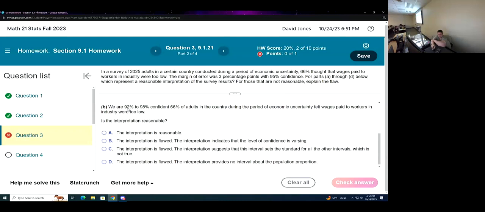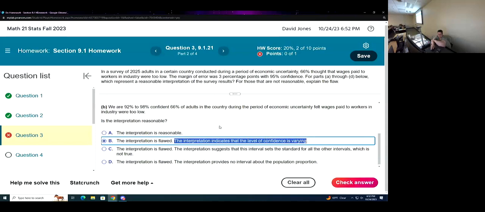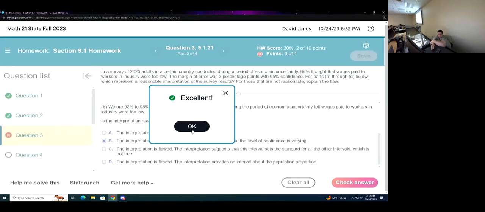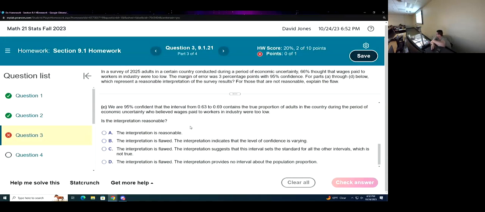The next one says 92% to 98% confident. It looks like they took the 3 percentage points and applied it to the confidence level. That's not how that works. The confidence level is locked. What the margin of error goes with is the P. So they're saying that the interpretation indicates that the level of confidence is varying. It's somewhere in 92% to 98%. That's the wrong interpretation. That doesn't make sense. Oddly enough, it was B again. Every single one of these is used in one of the answers.